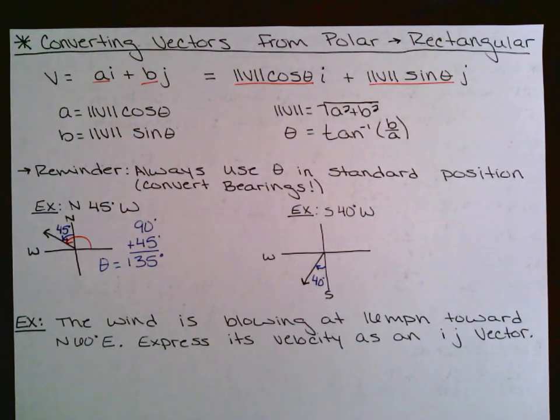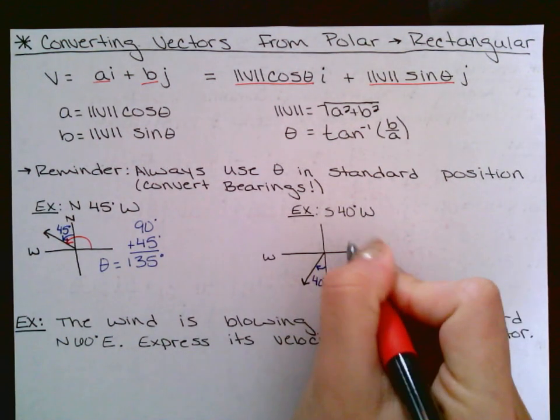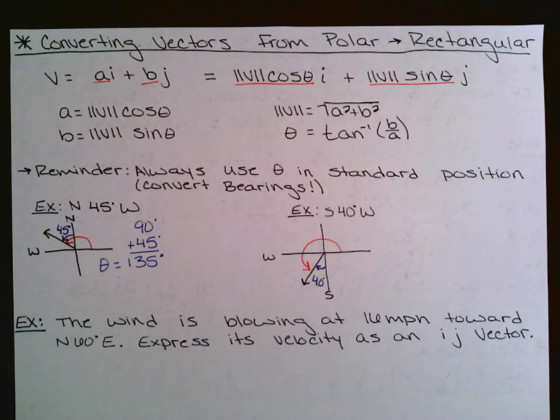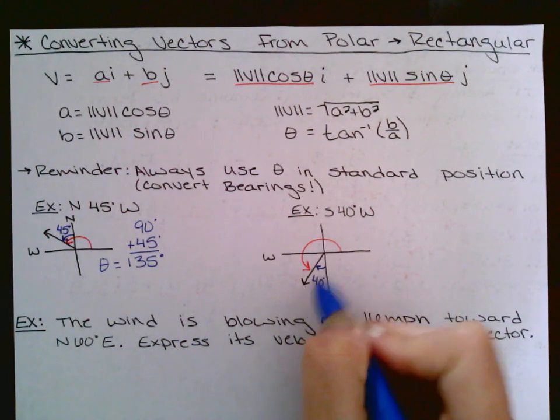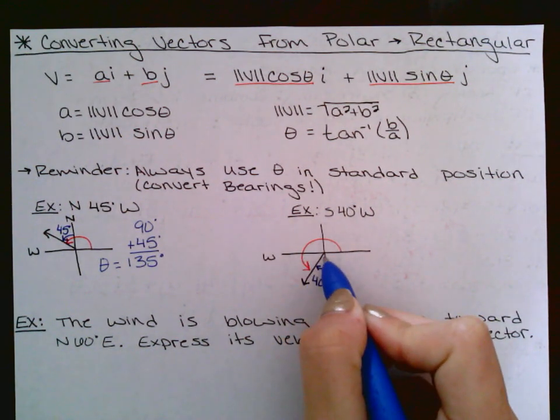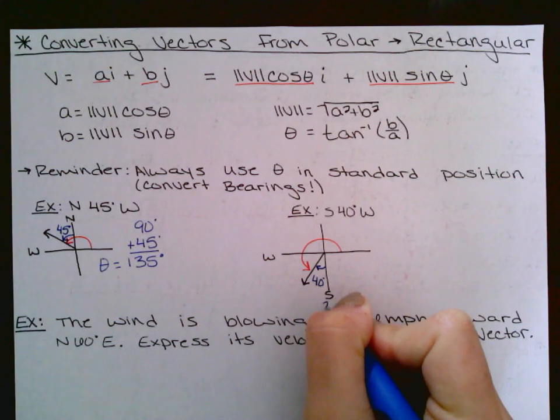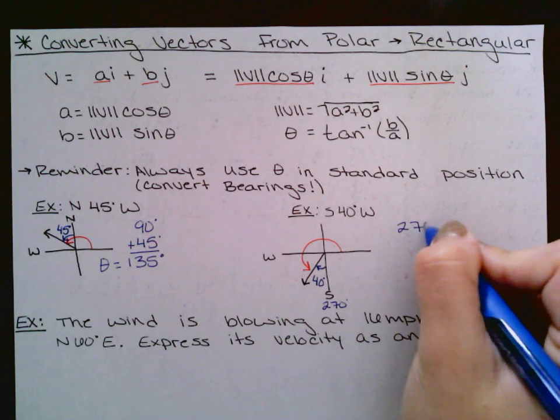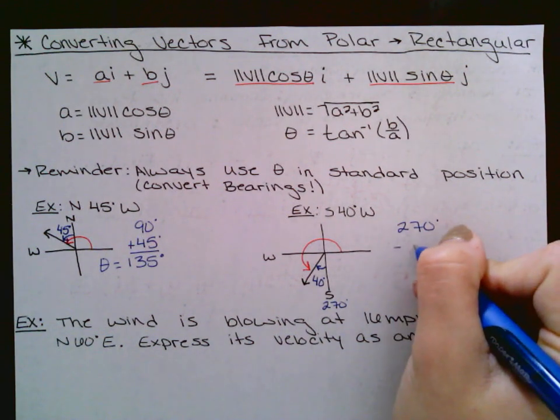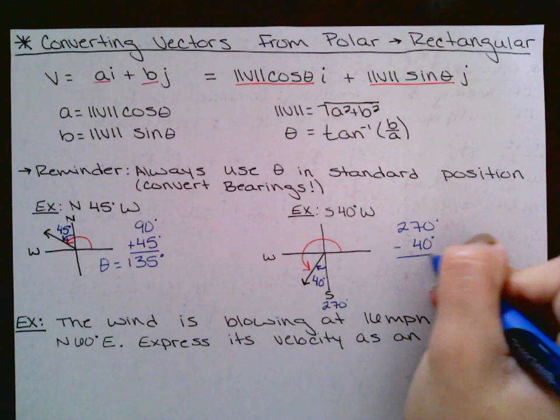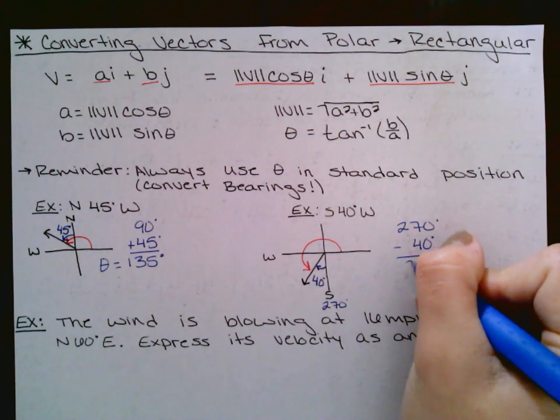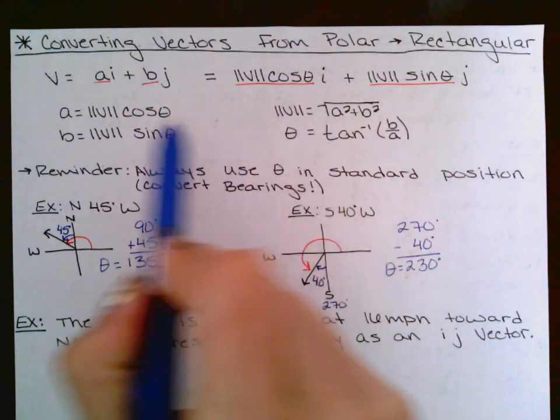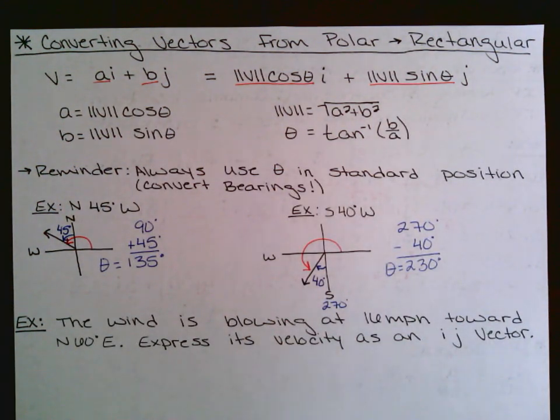Standard position. So if I look at this next one, if I want to go from standard position to that value, I would need to say, if I'm in quadrant 3, all of this would be 270, which is down here, minus that 40. And that gives me 230 degrees, and that would be the theta that I would use in this scenario for this problem. So that's just a quick little refresher.